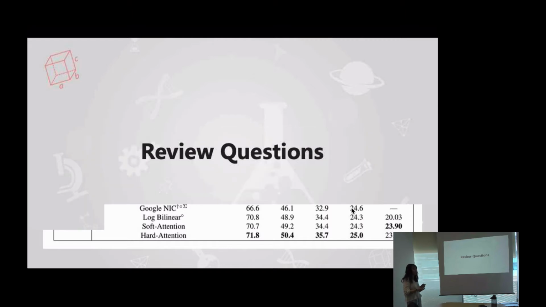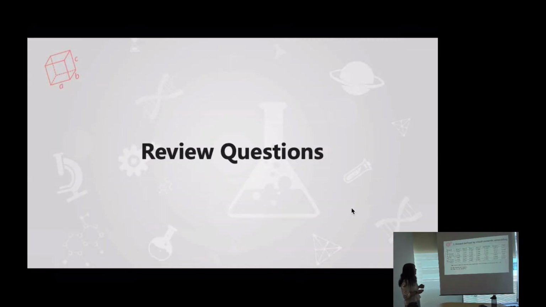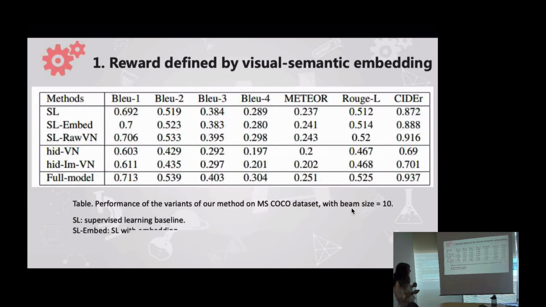Okay, so this is the review question. First thing, when talking about the contribution of the paper, is a reward defined by the visual-semantic embedding. We take a look at this: this is the baseline, and this is the baseline with the embedded reward. Sometimes the result improves, but sometimes it decreases. So I'm thinking why is that, and whether this reward defined by the author is really good.